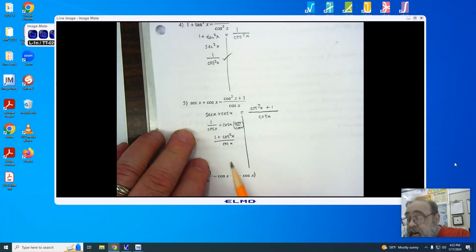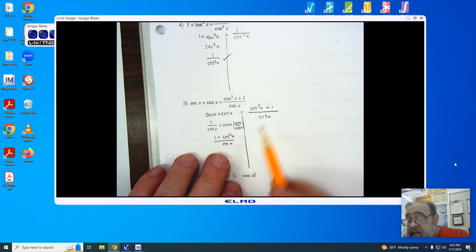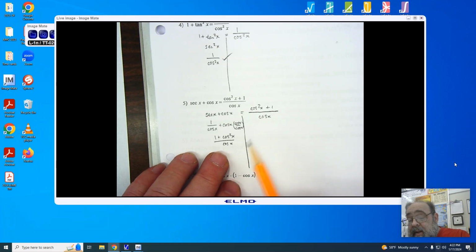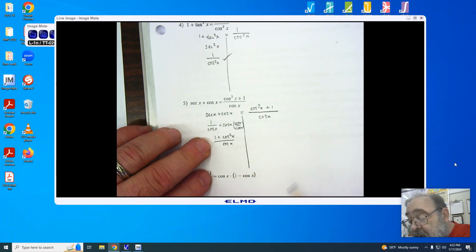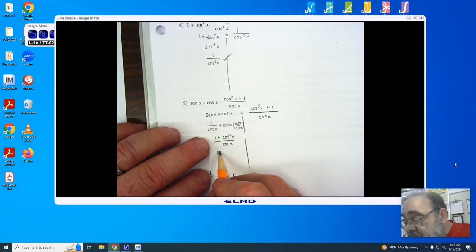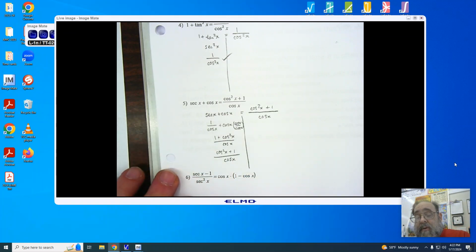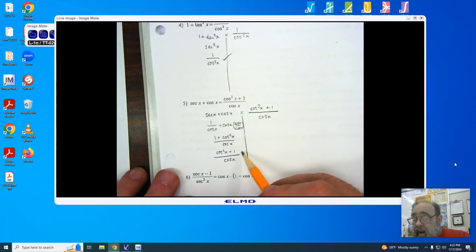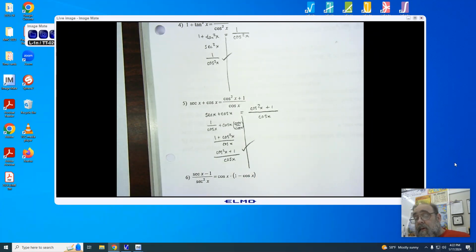You'll notice I now have things almost exactly what I want, but I need to flip it. This is caused by the commutative property of addition. Therefore, cosine squared x plus 1 divided by cosine of x is my final answer. And because they are equal, I have verified the identity. So you're either working with the right side or the left side. You can multiply by 1 and you can substitute identities, but you cannot use the law of equality. Let's take a look at number 6, please.